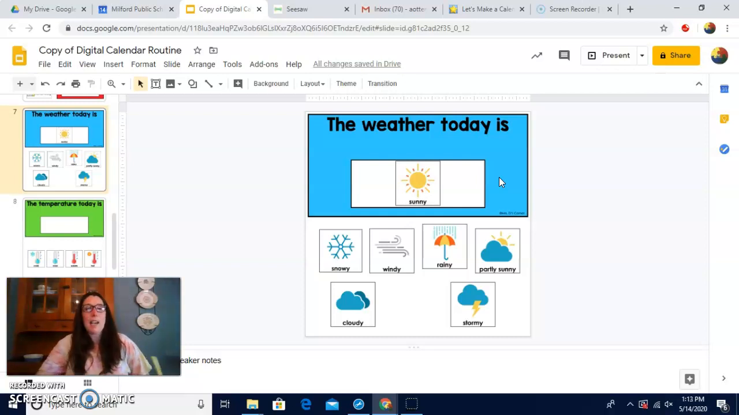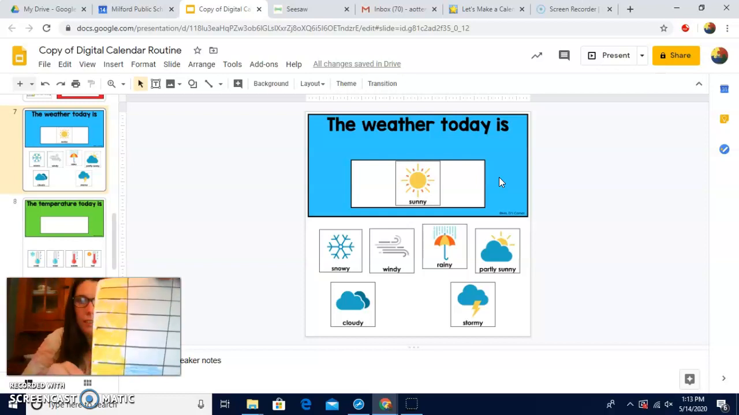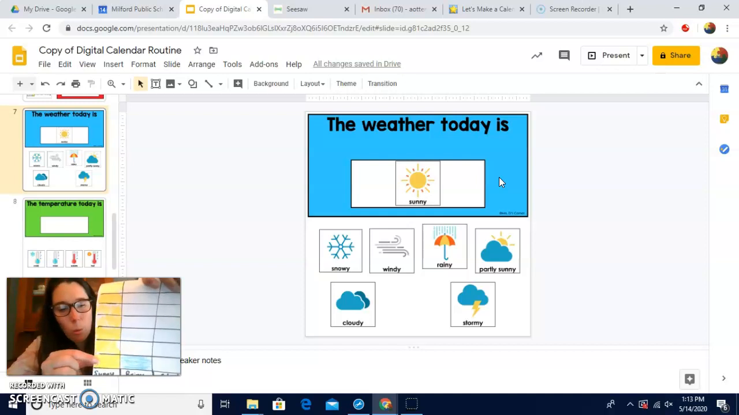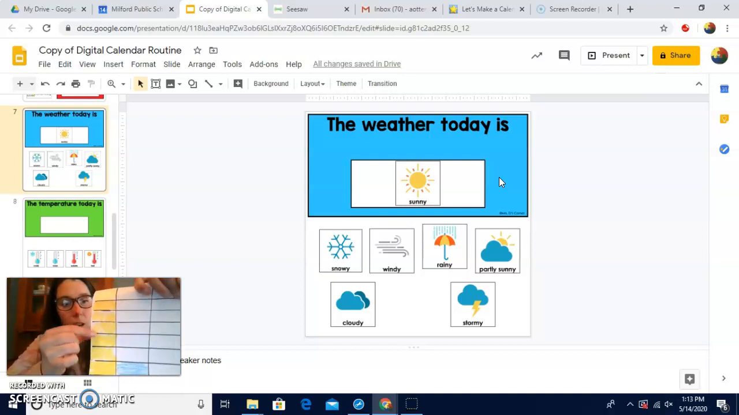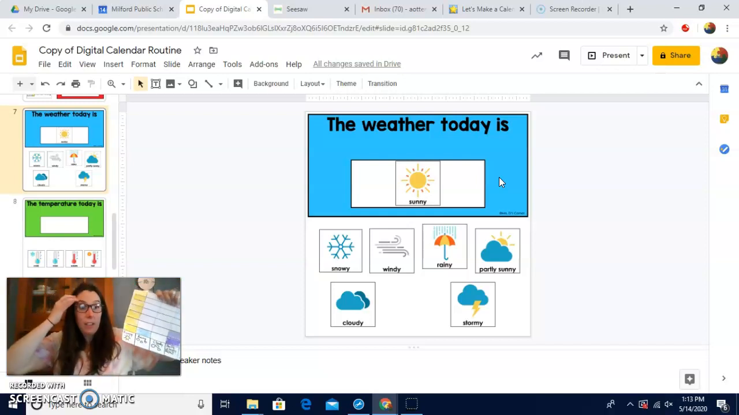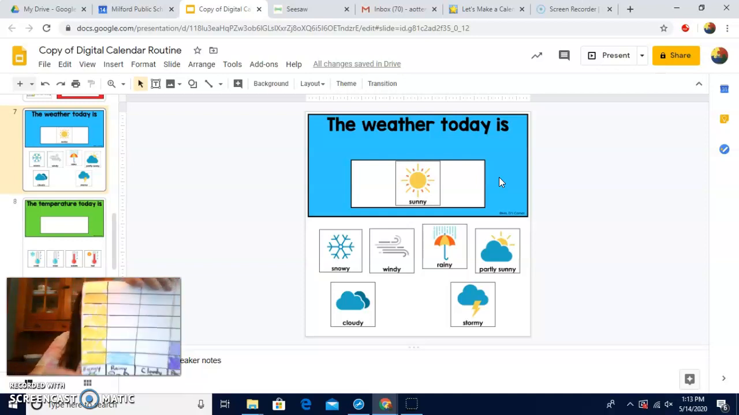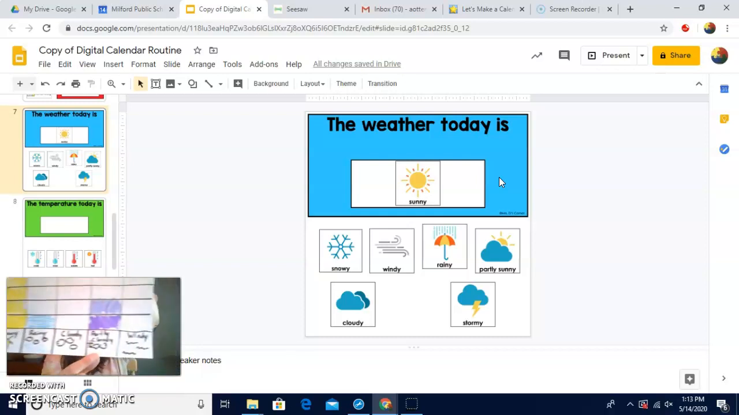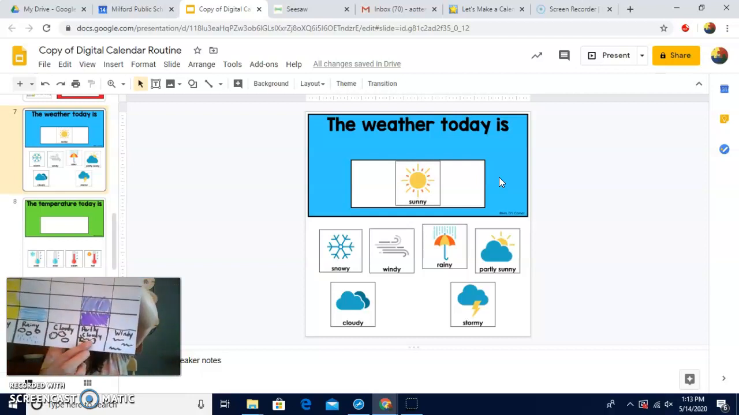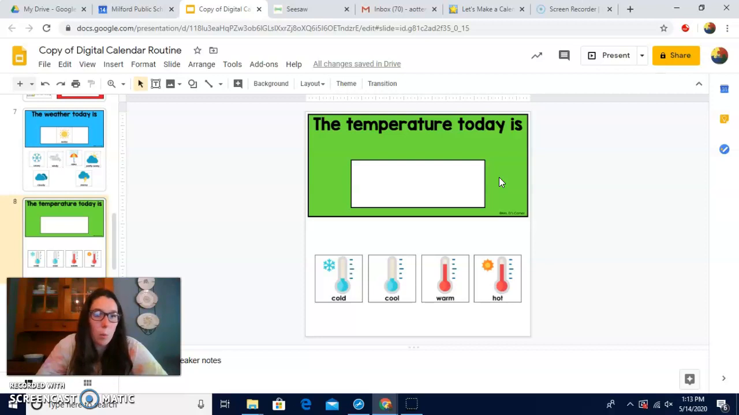All right, let's count together. How many sunny days have we had? Ready? Let's count. Can you see? 1, 2, 3, 4, 5, 6, 7. Wow, we've had the most sunny days. 7 sunny days, 1 rainy day, and 2 partly sunny days. Great work. I hope you got to play outside a little today or take a walk.